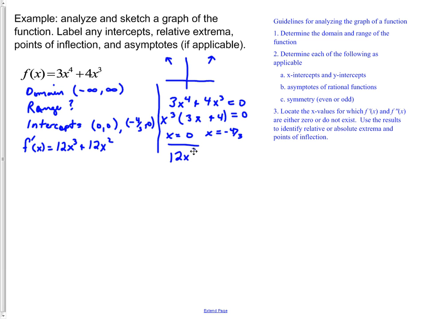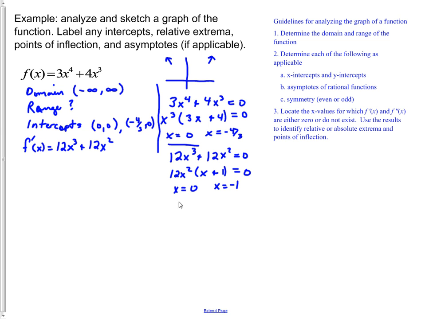If we have 12x cubed plus 12x squared, set that equal to 0. Factor out 12x squared right here. That's going to give us x plus 1. And that's going to give us two critical points. x equals 0 as a critical point, and x equals negative 1 as a critical point. Right? These are our critical values.